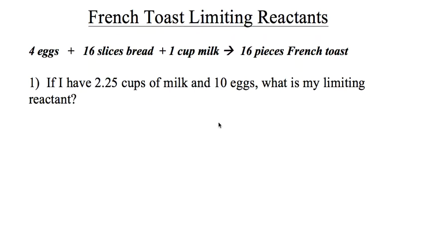Today we're going to talk about limiting reactants and percent yield, and we're going to use a recipe for French toast to introduce this idea and then apply it to a chemical recipe, essentially a chemical reaction. If you take a look at what is given here, we're given two reactants, and I can figure out my limiting reactant. And what that means is which reactant is going to run out first.